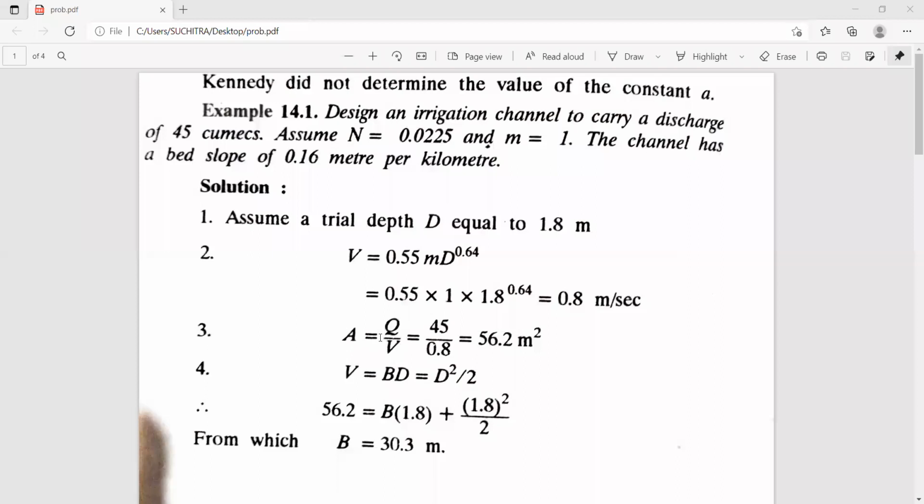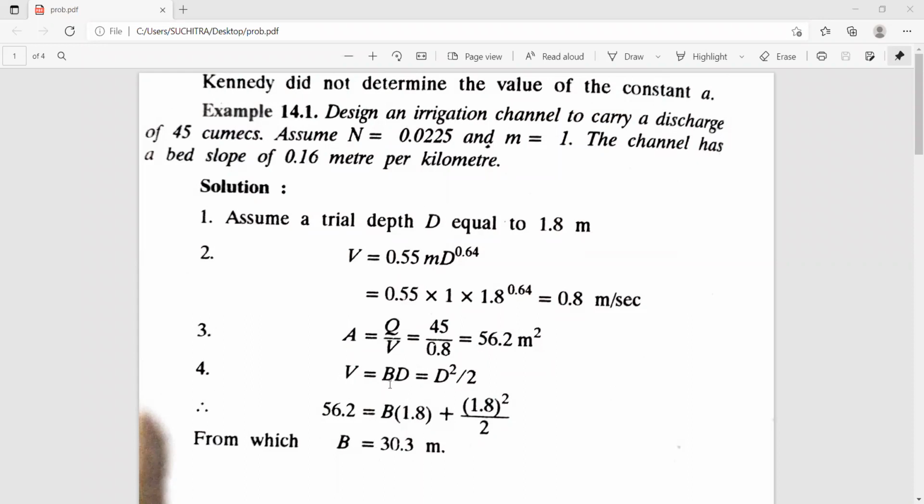That is given by the continuity equation, Q is equal to A into V. Thereby you can calculate the area of cross section. It works out to be 56.2 meters square. Once you find the area, next we have to find the bed width of the channel, and also the perimeter of the channel. Here, the bed width can be got by using this equation. It is the area, correct?